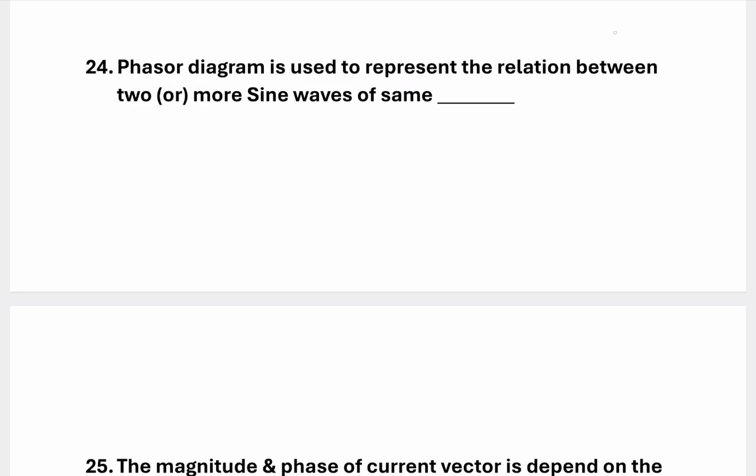Next, question number 24. A phasor diagram is used to represent the relation between two or more sine waves of the same frequency. If the waves have the same frequency, then only can we represent them in the phasor diagram. So waves should have the same frequency.